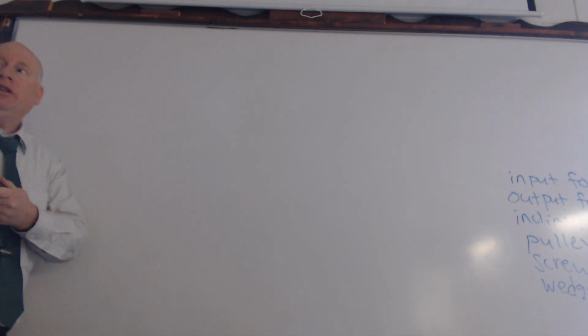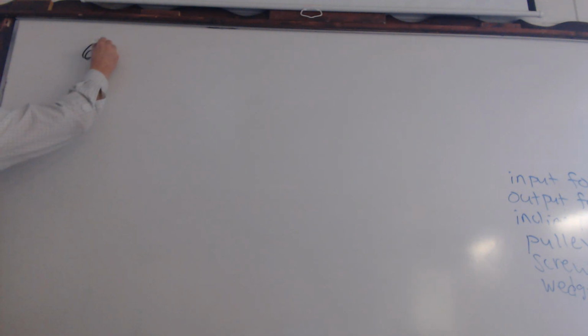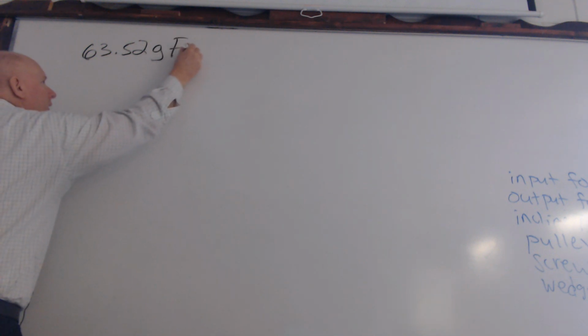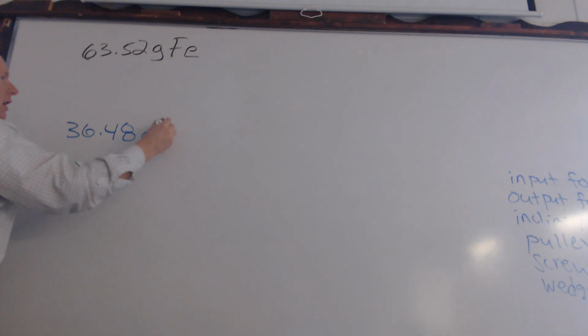So we got 63.52% of iron. So again, you can take that percentage, you change it to grams. And then what was the composition of the, not oxygen, it was sulfur. What was that? 36.48 grams of sulfur.